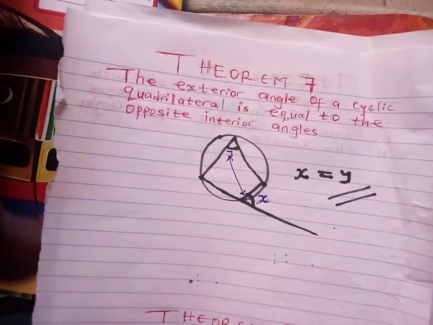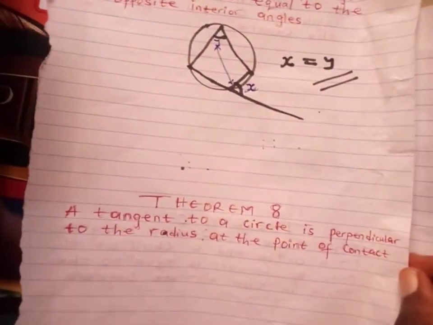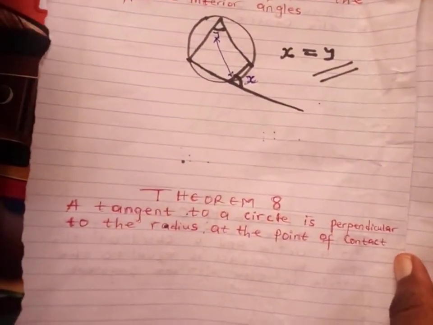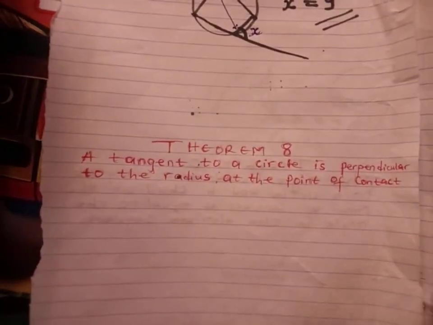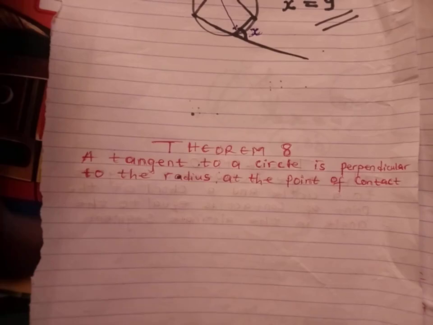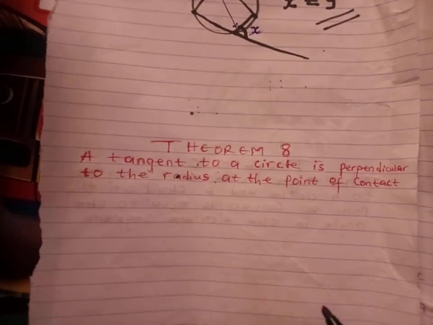That is theorem 8. Theorem 8, what does it state? Theorem 8 is before us. I believe this is clear. You can see clearly. All right. So what does it state? It states that a tangent to a circle is perpendicular to the radius at the point of contact.